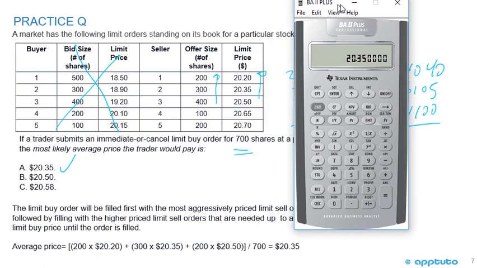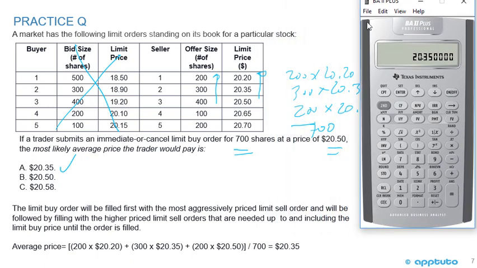So really quite an easy question. You just have to understand how buy orders and sell orders work. This was an immediate or cancel limit buy order for 700 shares. We did get all 700 shares. Now, the way that they could change this question is not to have 700 shares available. So it was immediate or cancel. If we couldn't get all 700 shares, the order would be canceled. Okay, that would be it.